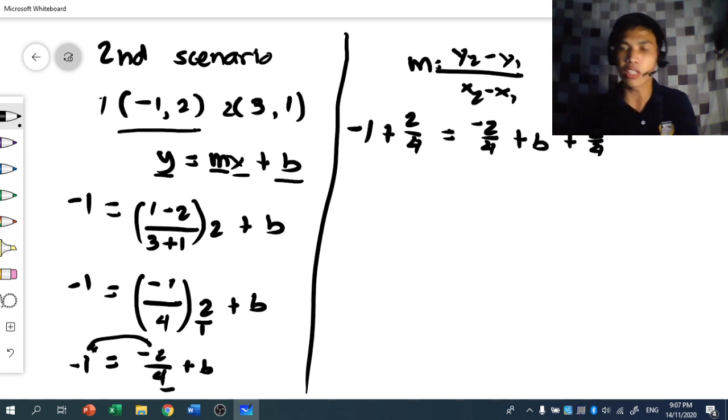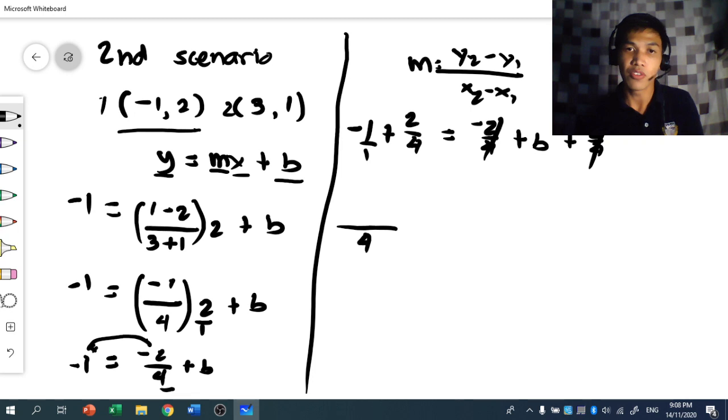So, ang counterpart po ni -2 over 4 is si 2 over 4 para po to make it become 0. And now we just need to add -1 and 2 over 4. So in order to add that, we have here -1 over 1. So let's have your LCD. The LCD of 1 and 4 will be 4.